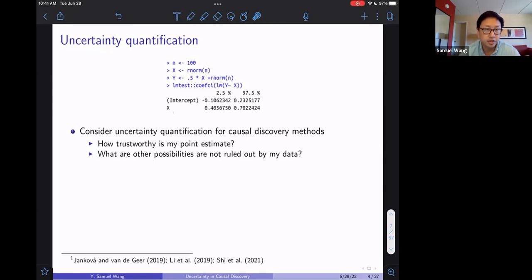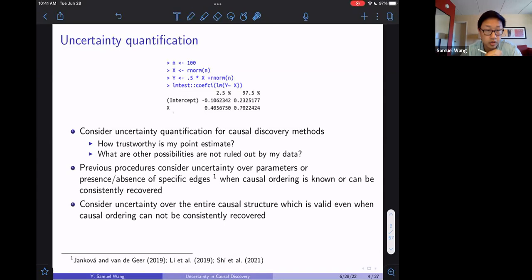So our work aims to provide answers for these two questions in the context of causal discovery. I should note that there's been some recent work on hypothesis testing of individual edges within the graph, or in some cases, a set of edges. But these procedures require that the causal ordering is known, or at least can be recovered consistently. And in general, we don't actually know whether the causal ordering can be recovered consistently.